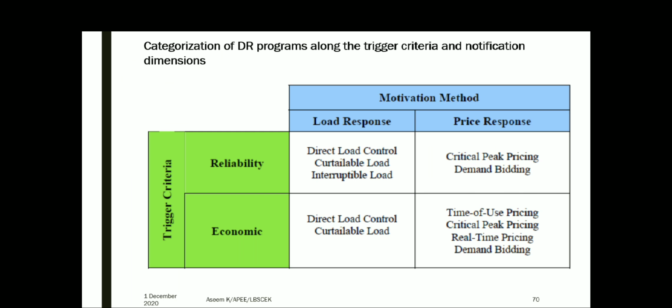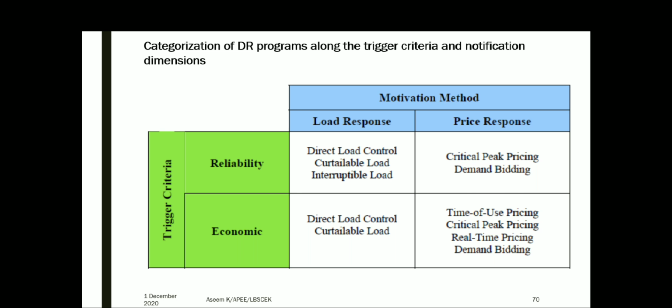And when customers voluntarily reduce their demand in response to forward market prices, the program is called price response. So sometimes the price is very high as per the utility, and then the customers themselves reduce their demand. But you can motivate the customers to reduce demand during a specified period if you give some payment. That is what is load response.